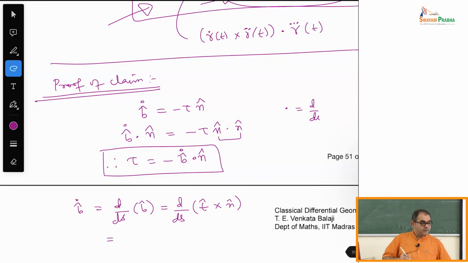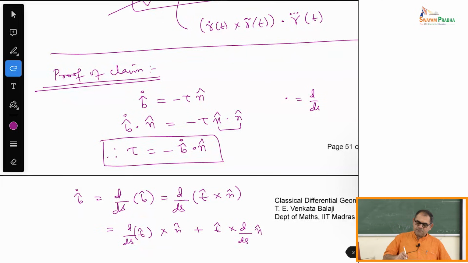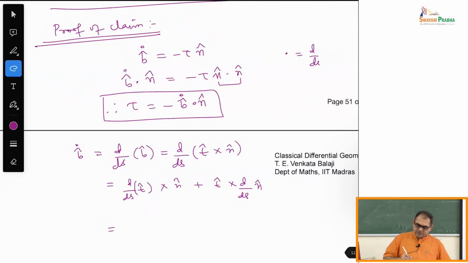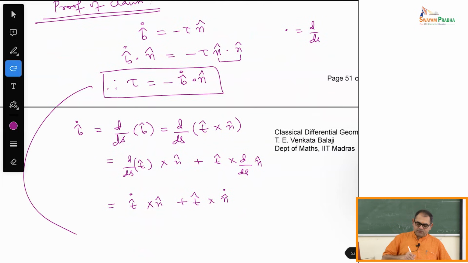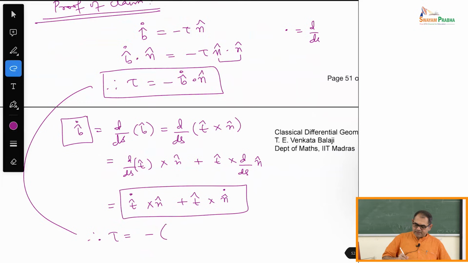Okay, and then you apply the product rule. So you will get d by ds of t cap cross n cap plus t cap cross d by ds of n cap. Okay, and so d by ds of t cap is going to be t cap dot cross n cap plus t cap cross n cap dot. Okay, and therefore if you bring this here, you will get tau is equal to minus, I have to substitute this guy, so I'll get minus of t cap dot cross n cap plus t cap cross n cap dot.